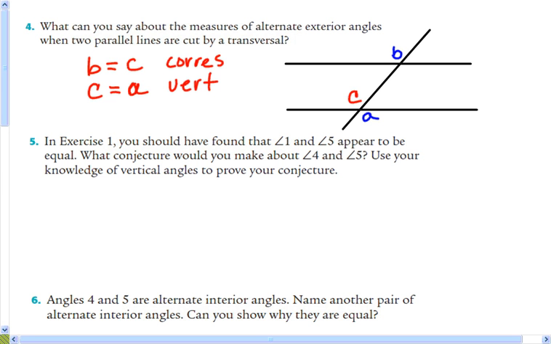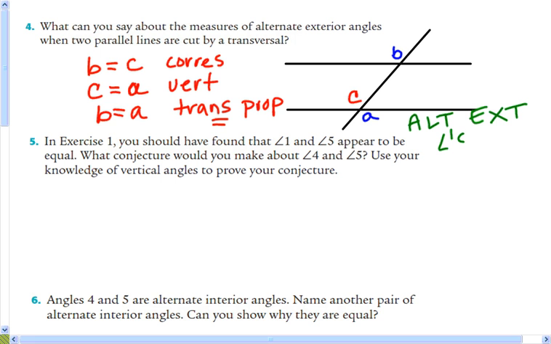And so because B is equal to C and C is equal to A, we can say that B is equal to A. That's called the transitive property. You don't have to know that, but it's something eventually you will have to know. So they're equal. Alternate exterior angles are equal.